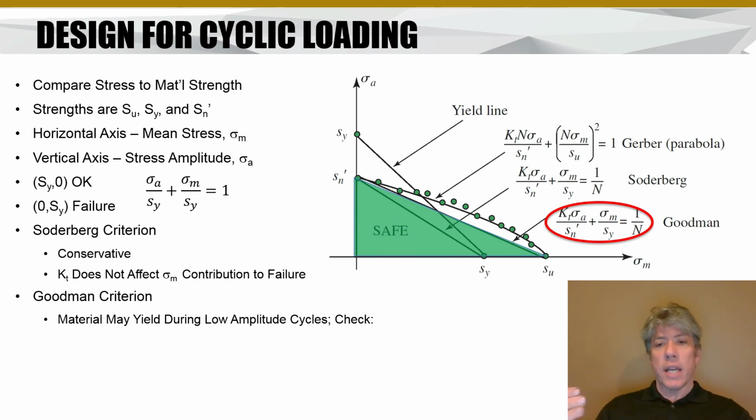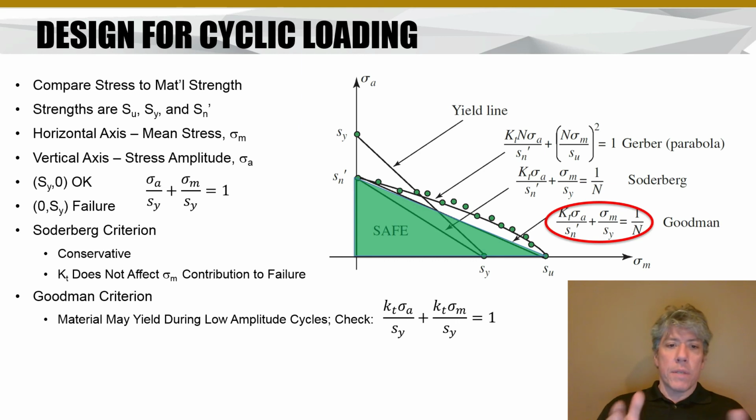So we really need to check to see if yielding actually occurs by saying, okay, let's forget the factor of safety for a minute, and let's just consider what would happen if we didn't have that factor of safety. And so this check that you have to perform includes stress concentration on the mean and the yield strength in the denominator. Here it is correct, and notice it's just equal to 1 on the right hand side, not equal to 1 over n. So this is a check that you have to perform to make sure that the material will not yield at low cycling, low amplitude cycling. So that's a check that you have to add in if you use the Goodman line.